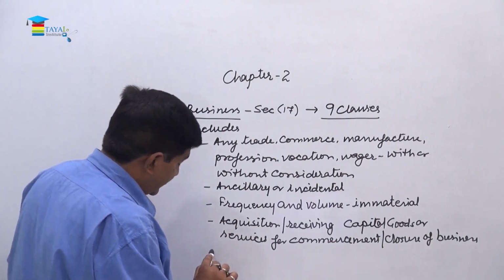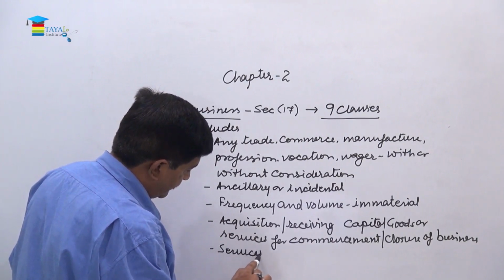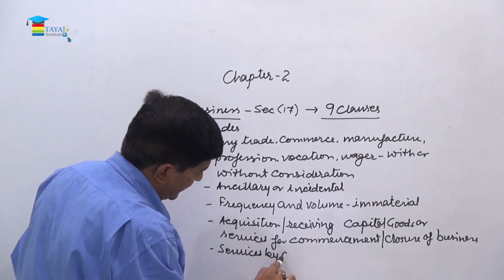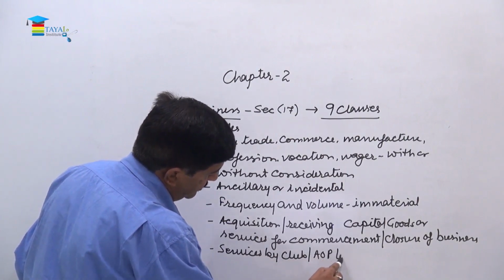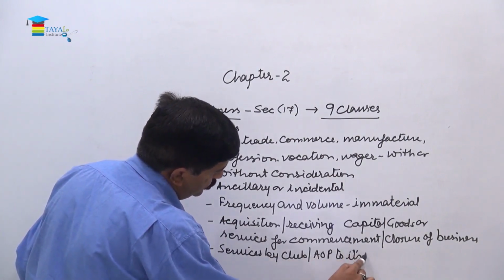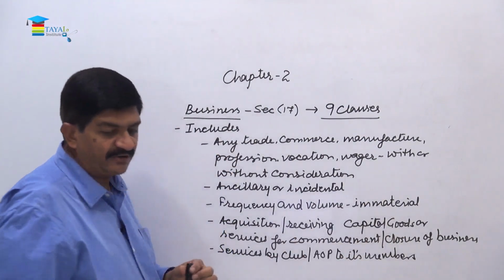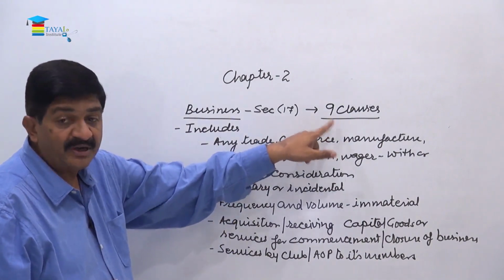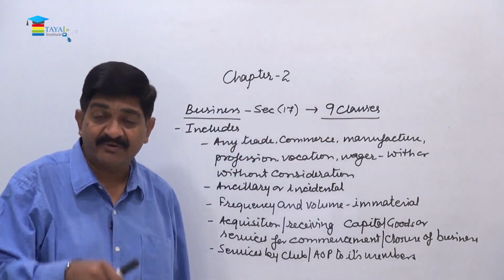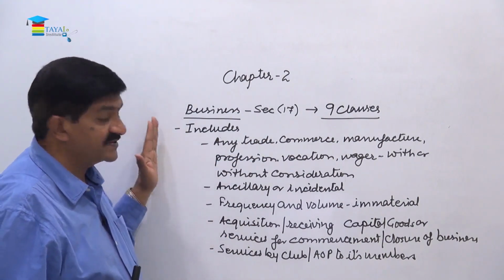Then it further says, services by a club or AOP to its members, that is also regarded as business. Friends, what is important, you remember the 9 clauses, and these are given alphabetically. I'm not writing all 9, but I'm giving you the main things considered as a business.